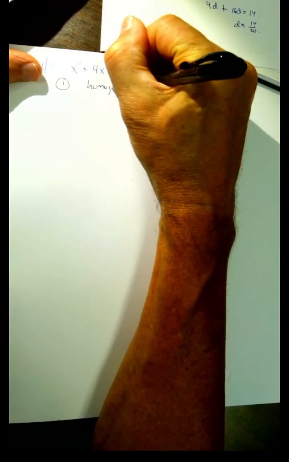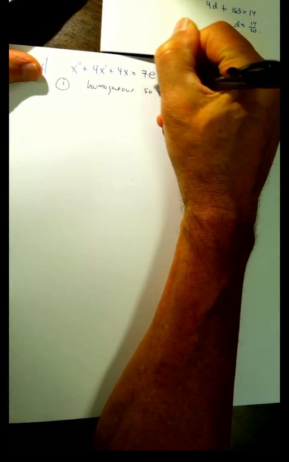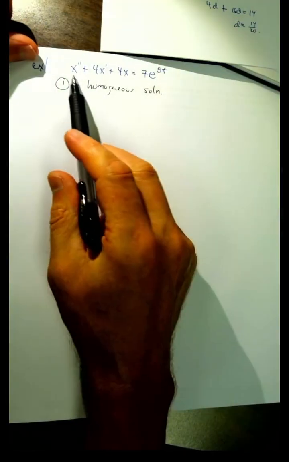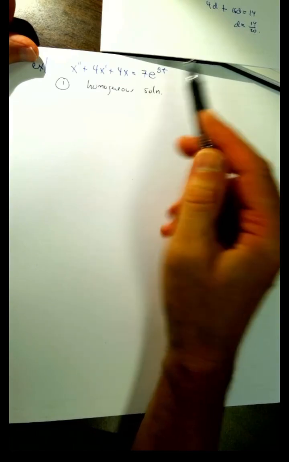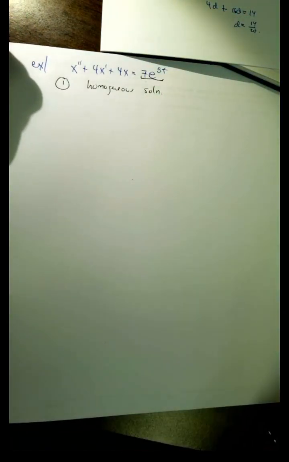And we're going to start off exactly like last video and first look at the homogeneous solution. The reason we're going to be doing this is that this is a constant coefficient, it's linear, it's higher order, and it's non-homogeneous because the right-hand side is not equal to 0.